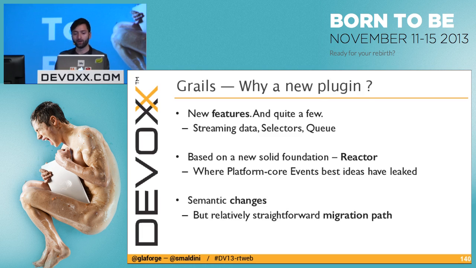Why a new plugin? Well, I did things quite inefficiently at the time when I created Platform Core Events. And using Reactor and rethinking all the abstractions from ground zero introduced a lot of new features as well. So, for instance, streaming and selector and queue. Before you could use a string as a topic, but now you can use any kind of selector as a topic, in fact. Before, every consumer aggregated data before replying to a producer. Now you can just stream data. So that's interesting.